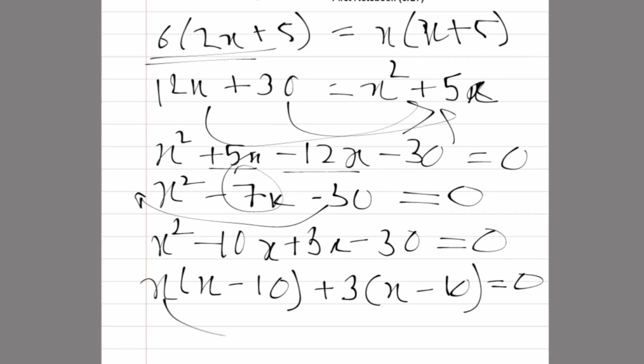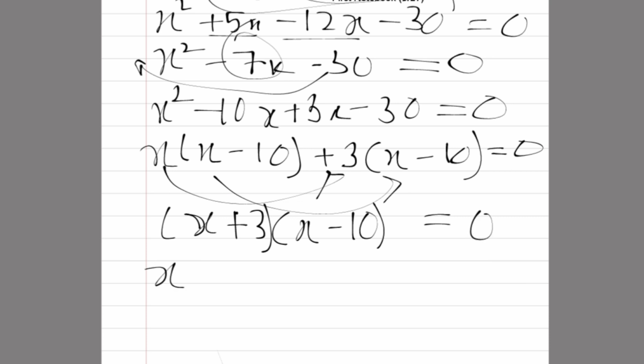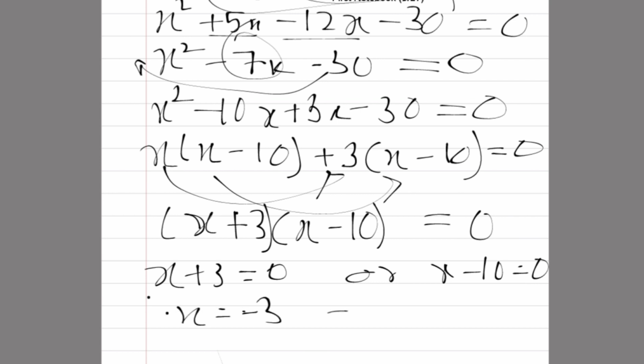Now we are going to just take this and this as common. So x plus 3 into x minus 10 is equal to 0. Now we will separate these terms, that is either x plus 3 is equal to 0 or x minus 10 is equal to 0. Therefore we get x is equal to minus 3 or x is equal to 10.